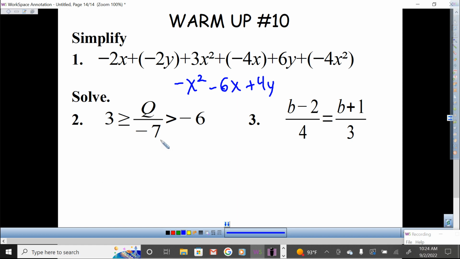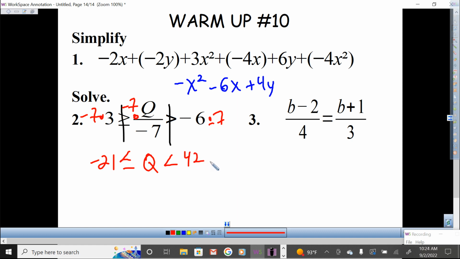All right, help him out, Joel. What'd you get? All right, so line down the inequality symbols. To leave q by itself, what do we need to do with negative 7? We multiply times negative 7 all the inequality. So this becomes negative 21 less than or equal to, because we multiply times a negative, q less than 42. Hands if you got that. Okay, good. Number 3.